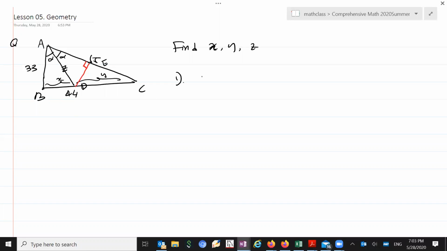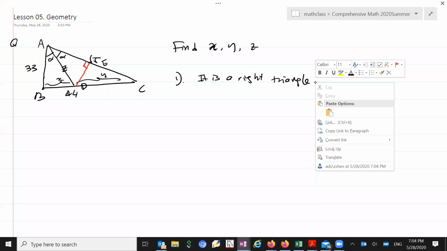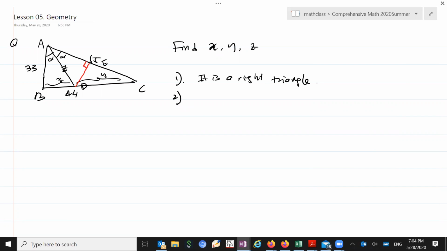First of all, you have to make sure that it is a right triangle, so apply the Pythagorean theorem. It is a right triangle. That's very important. Second, you draw the line DE perpendicular to AC. Then you will see where you can use the 2 angles being the same. These 2 triangles are congruent: triangle ABD is congruent to triangle AED.